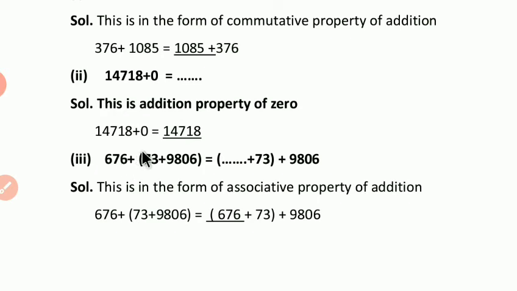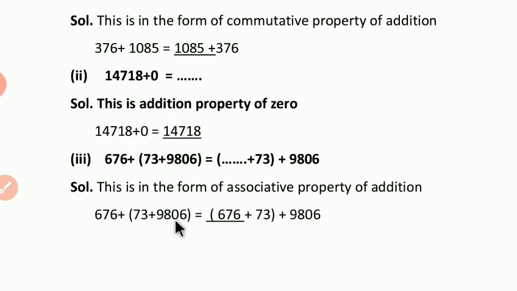Here you can see, how many whole numbers are given? 1, 2 and 3. It means this is the associative property of addition, where a plus (b plus c) is equal to (a plus b) plus c. Here the a, b, c values will remain the same, but only the place of the bracket you have to change.